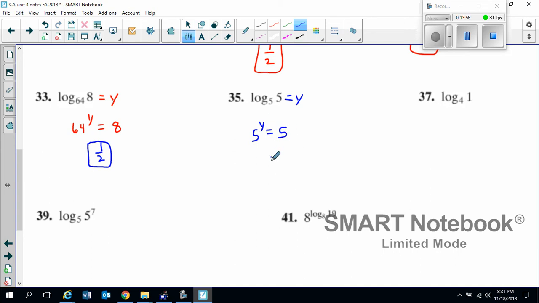Well, that's kind of silly. That should just be a 1, right? So 5 to the power of 1 would equal 5.